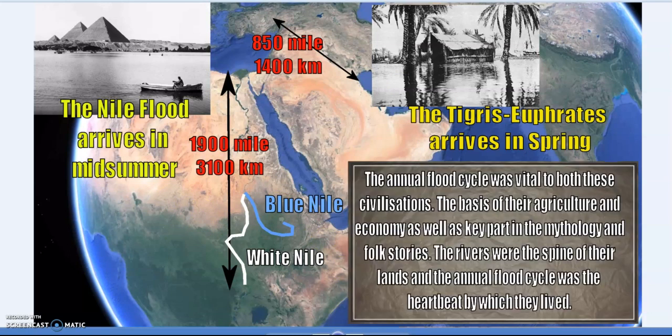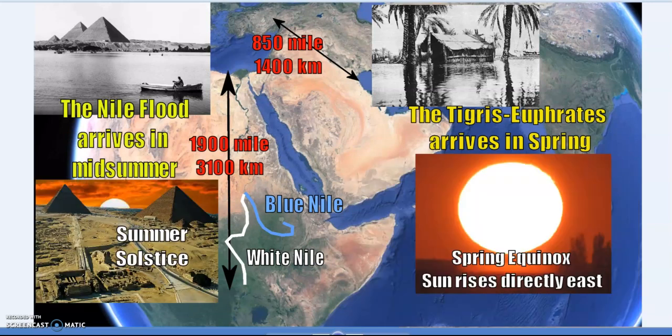Annual flood cycle, essential, the basis of their agriculture, economy, mythology, folk stories. The rivers were the highways, the spine of their nations in both cases, and the annual flood was the heartbeat by which they lived in both cases. Of course, one was summer solstice, and for the Sumerians, it would have been the spring equinox, which would have been linked to the arrival of the flood.